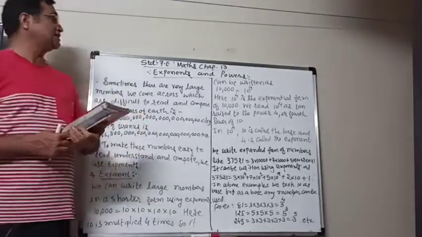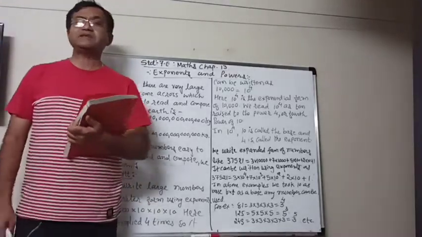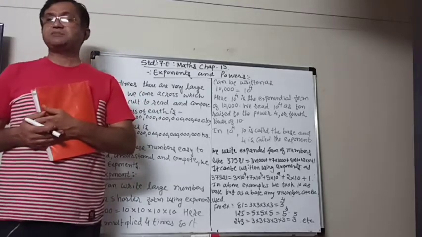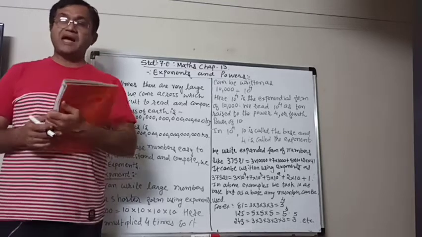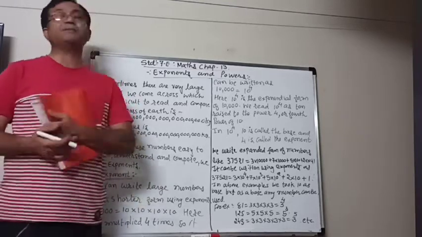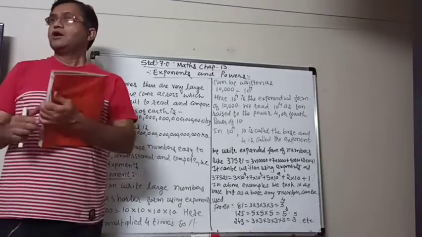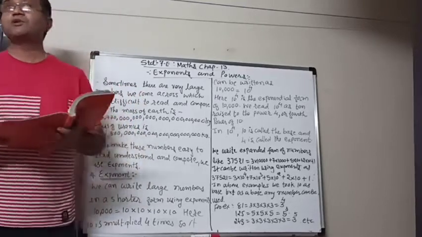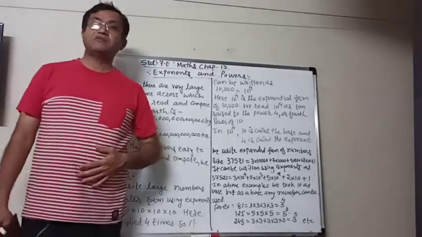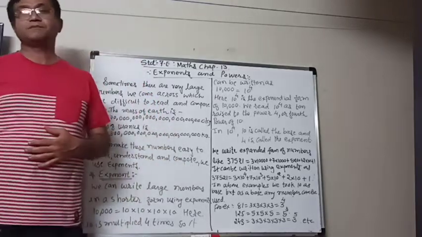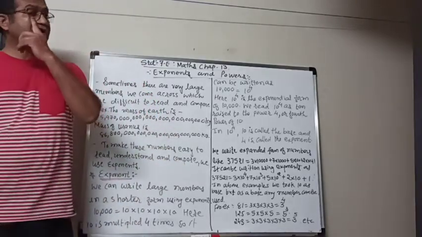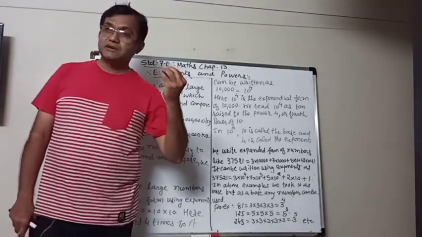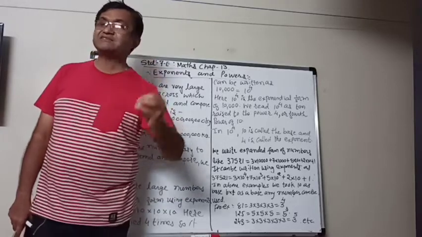Students, standard 7. In maths, today we are going to start a new chapter. Chapter number 13, Exponents and powers. Generally, we sometimes come across very, very big numbers, and it is very difficult to read them, compare them, and understand them.